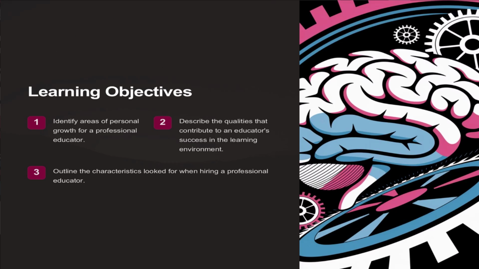Learning Objectives. LO1: Identify areas of personal growth for a professional educator. LO2: Describe the qualities that contribute to an educator's success in the learning environment. LO3: Outline the characteristics looked for when hiring a professional educator.